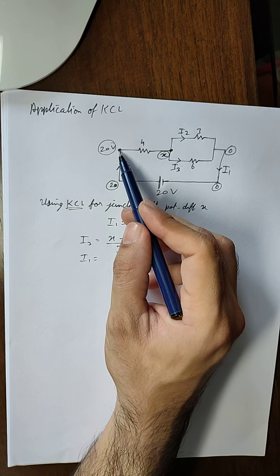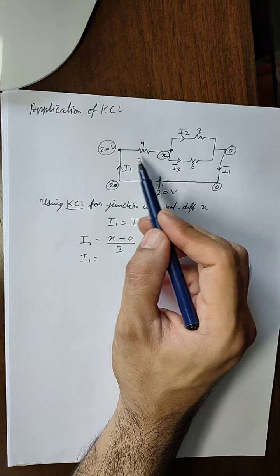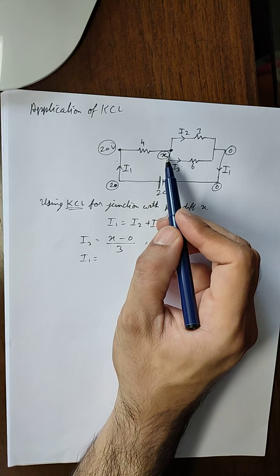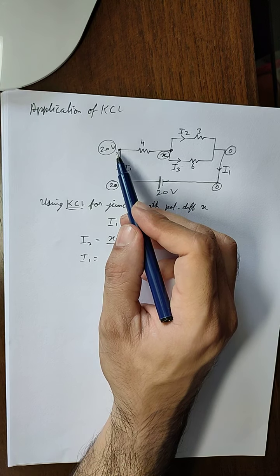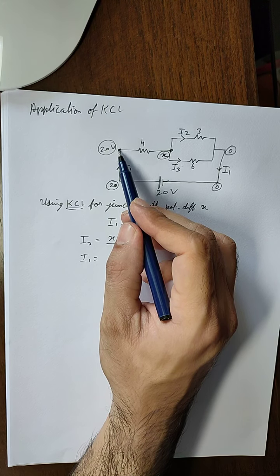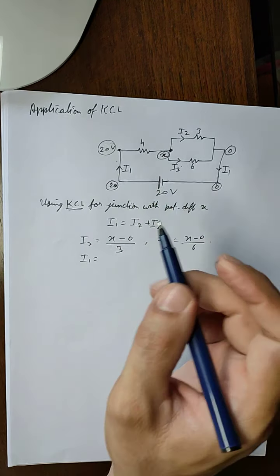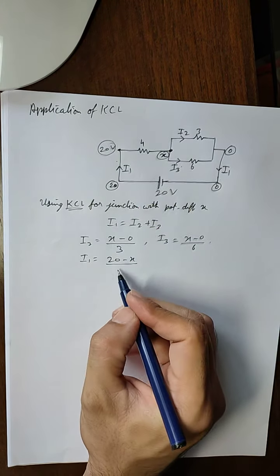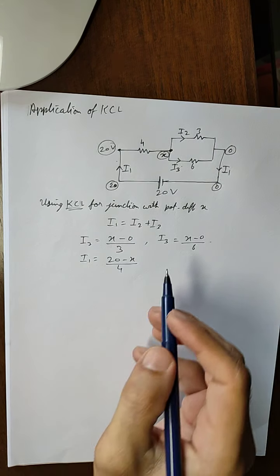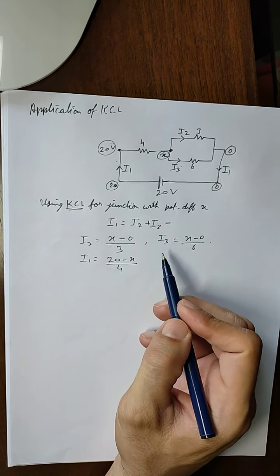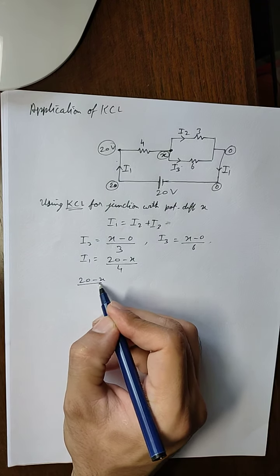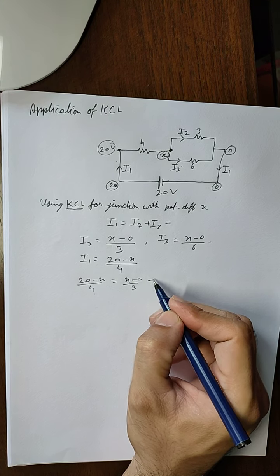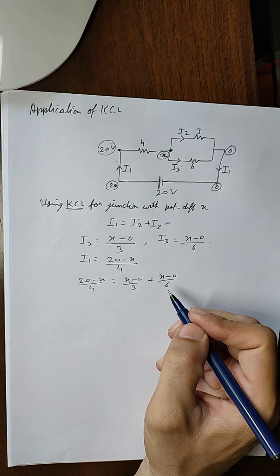Now for current I1, since this is the higher potential and the current is flowing in this direction, and we know that in the direction of the current the potential always decreases, X will be lesser than the 20 volt potential, as the current is going from the 20 volt point to the X point. So I1 should be equal to 20 minus X divided by the resistance of the branch, which is 4. Now if we put these values in the main KCL equation, we get (20 minus X) upon 4 equals (X minus 0) upon 3 plus (X minus 0) upon 6.